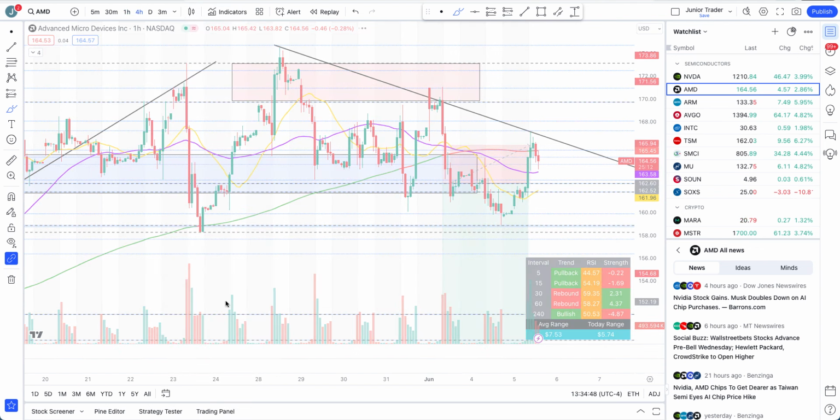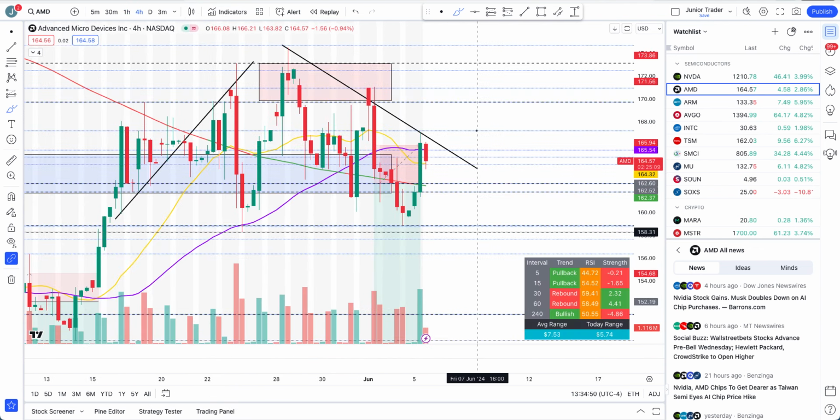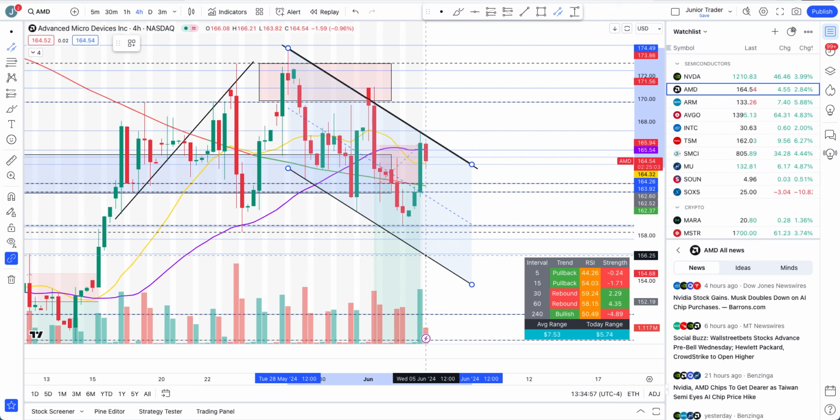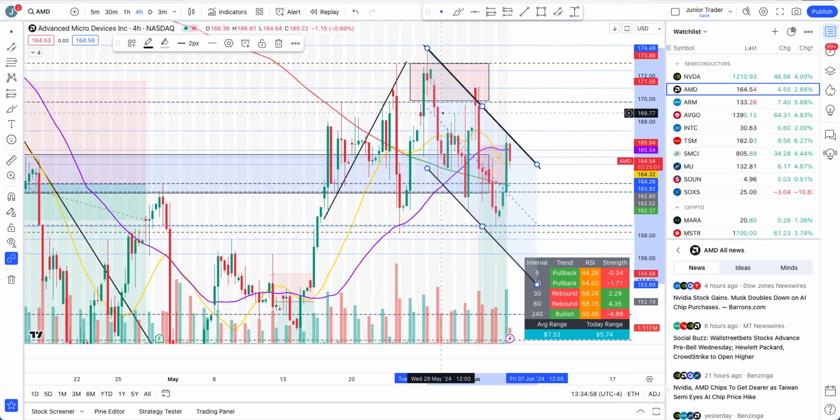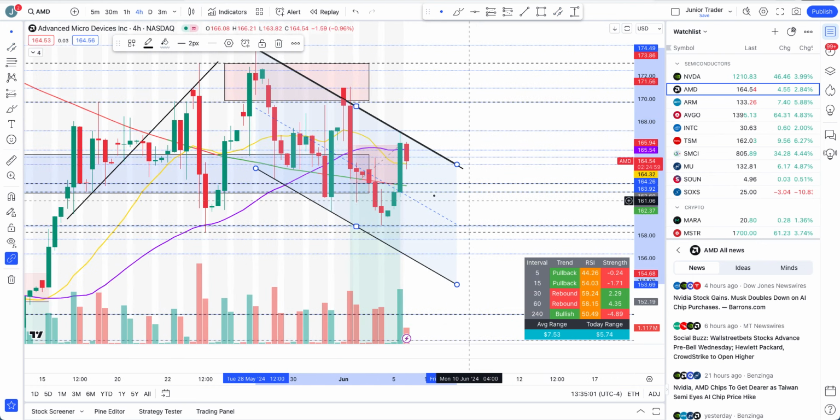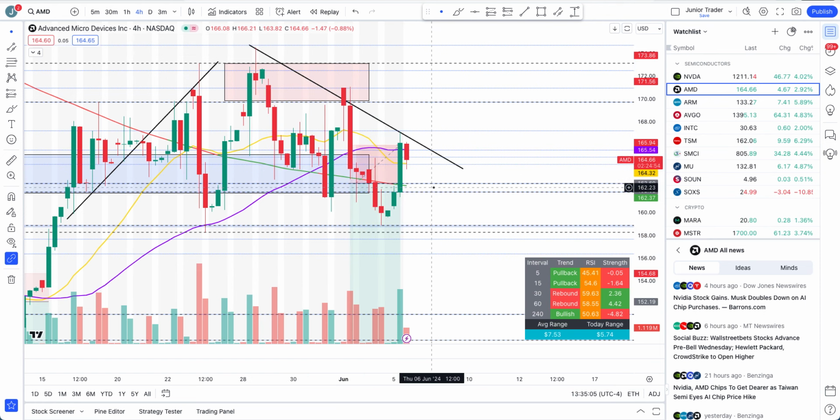So let's go to the 4 hours actually, so that I can show you a channel here. So you can also follow this particular channel, guys. It's not penny to penny perfect, but this is the channel it is trying to be in. But yeah, this area zone, the 162 area zone, at least for now looks like a good support.